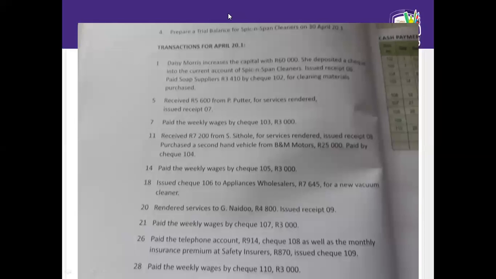On the 18th, issued check 106 to Appliances Wholesalers, 7,645 Rand for a new vacuum cleaner. Right, so it's a check and you're going to pay for the vacuum cleaner, so it will go to the CPJ. There's your name, Appliances Wholesalers. Remember the amount. It will be check 106 and it's for a vacuum cleaner that will fall under equipment.